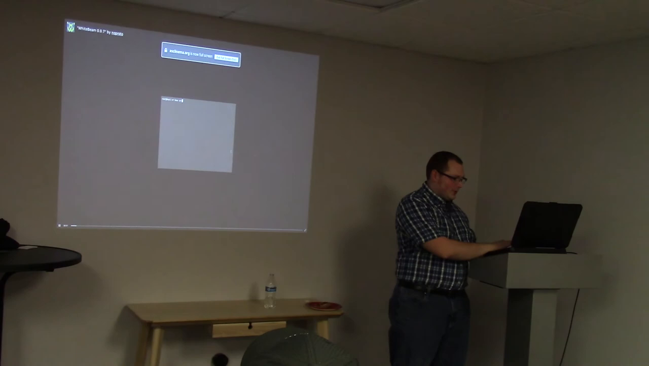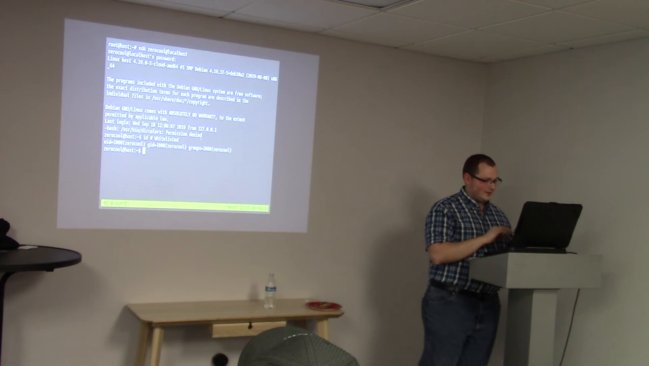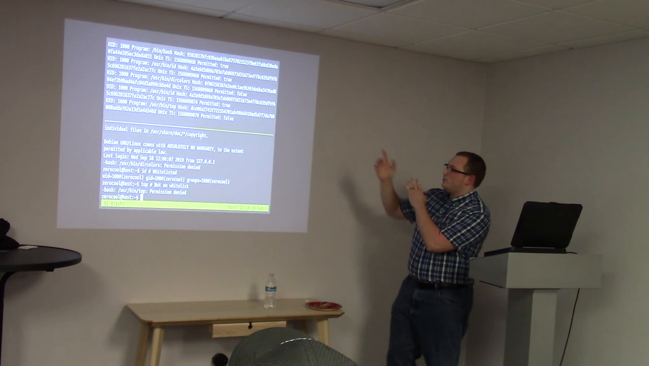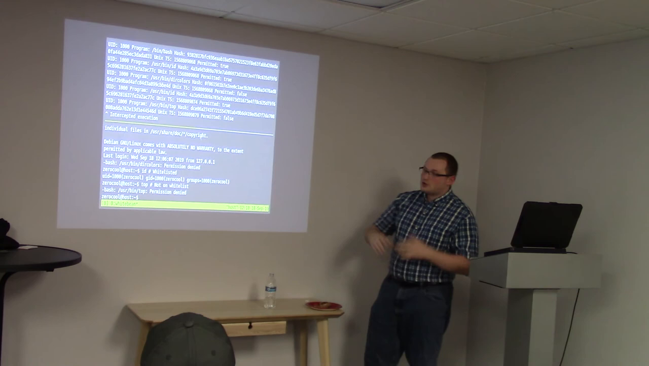So here's an example. I'm running the whitelisted binaries, and then this is not on the whitelist, and it returns permission denied. So you can see what WhiteBeam sees here. I have the SHA-3 hash, and it's deciding whether or not it's permitted. You can see the executions that are being intercepted, even crons being intercepted.